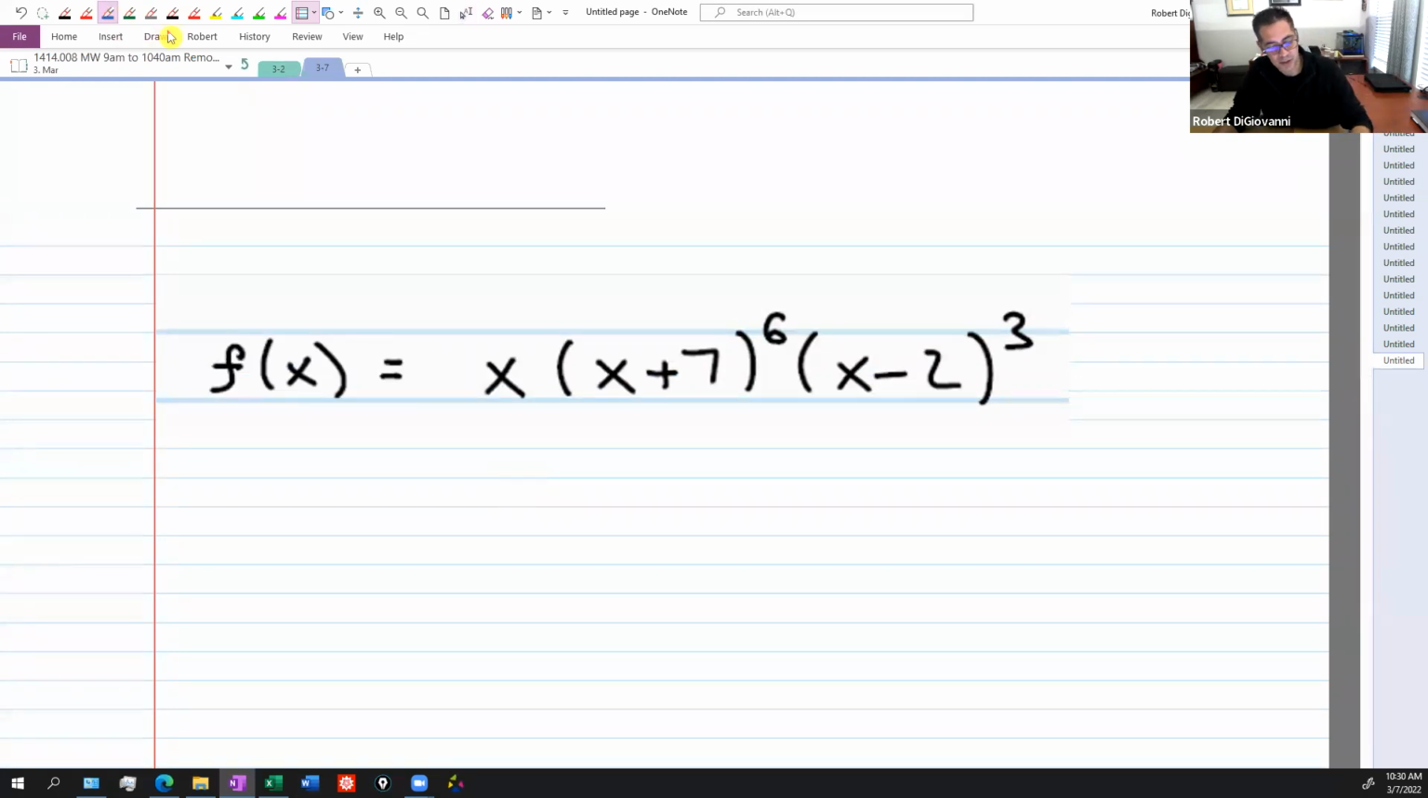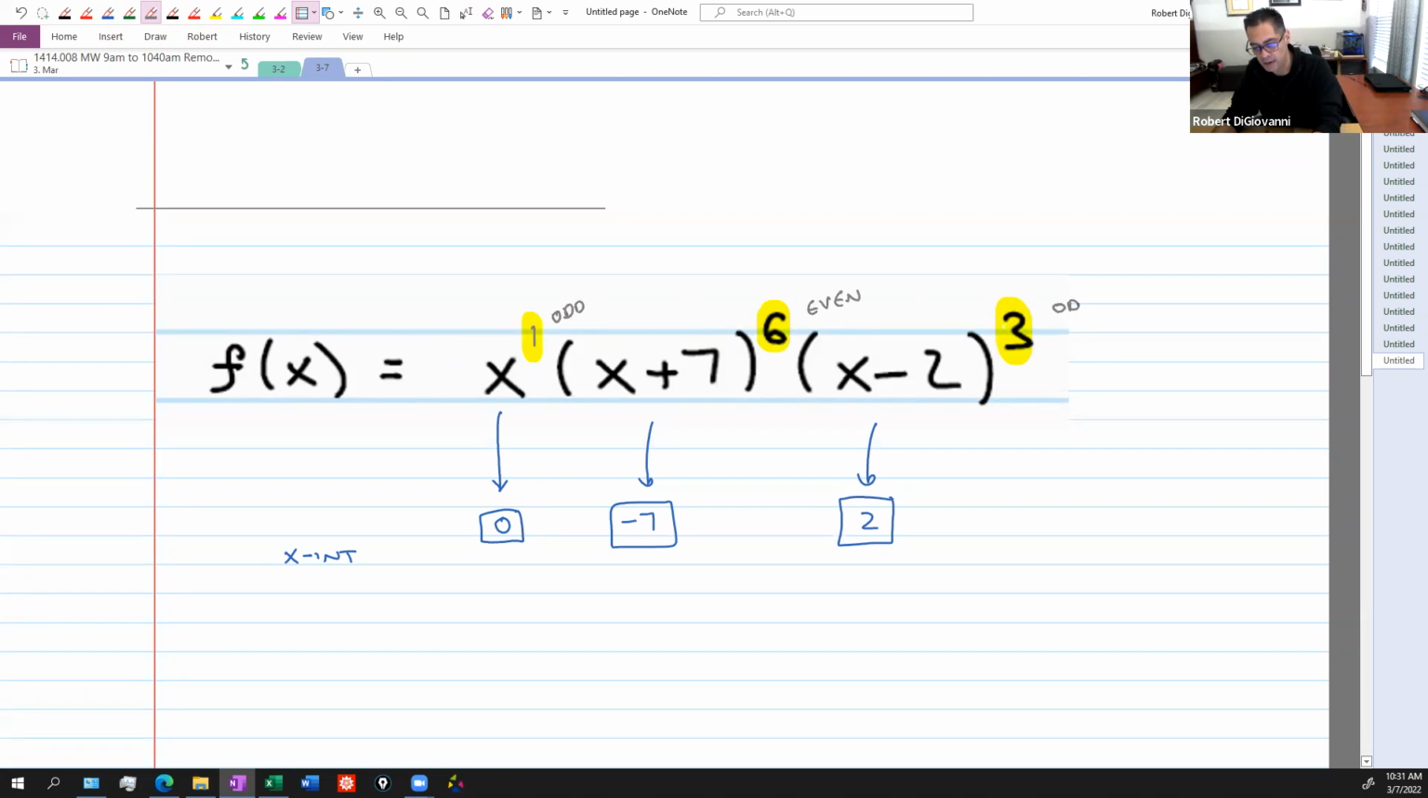Do y'all agree? If I wanted to find the x-intercepts, I could set this equal to 0, I get 0 here, set that to 0, I get -7 there, set that to 0, I get 2 here. And then if I look at the powers, that's a 1, this is odd, 6 is even, and this is odd. So I know that I'm going to cross here, bounce here and cross here. Just by giving it to you in that form, there's a lot you already know without doing much work. Do y'all agree?